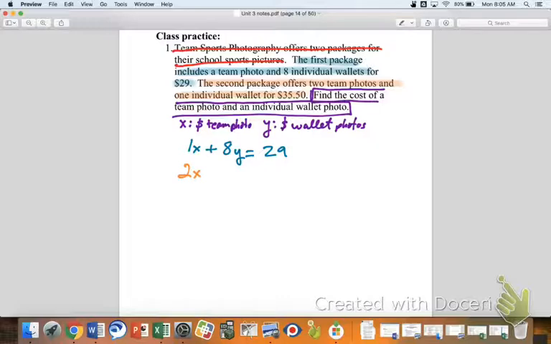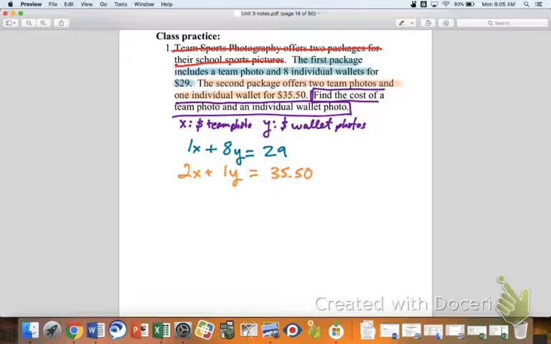This time I only get the 1 individual wallet. If I'm buying just the 1 individual wallet and they each cost Y dollars, how much are those going to cost me? 1Y. Okay. So 1Y goes here. What do I do to get a total cost? What do I do with those 2 expressions? Add them up. And the total cost was $35.50. So what symbol would go between those 2 expressions? Equal sign.